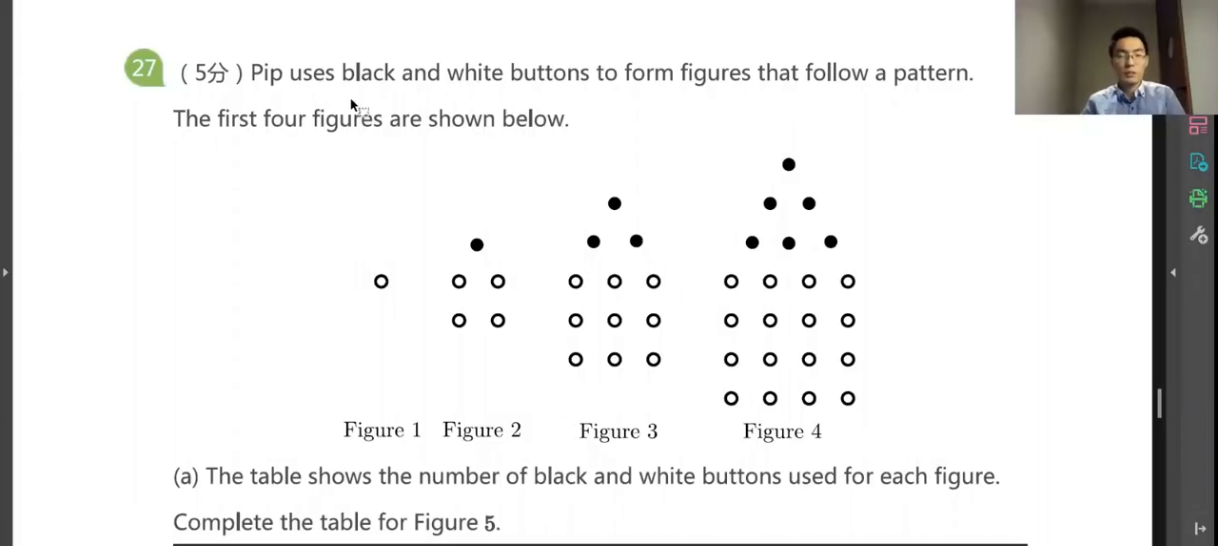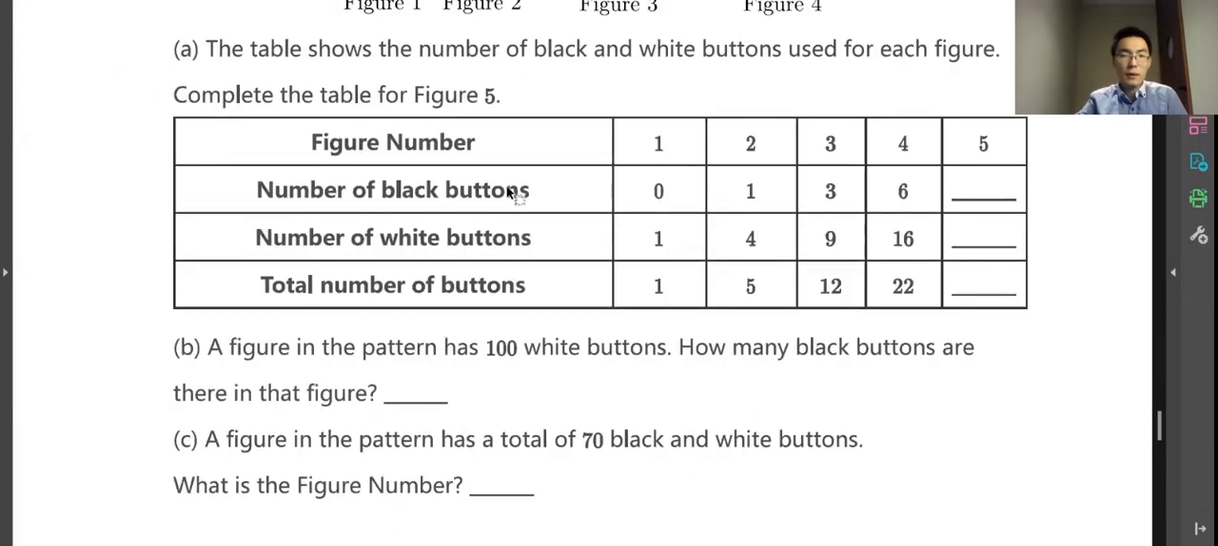Okay, now let's look at question number 27. Pip uses black and white buttons to form figures that follow a pattern. The first four figures are shown below. So let's look at the question. Part A: the table shows the number of black and white buttons used for each figure. Complete the table for figure 5.